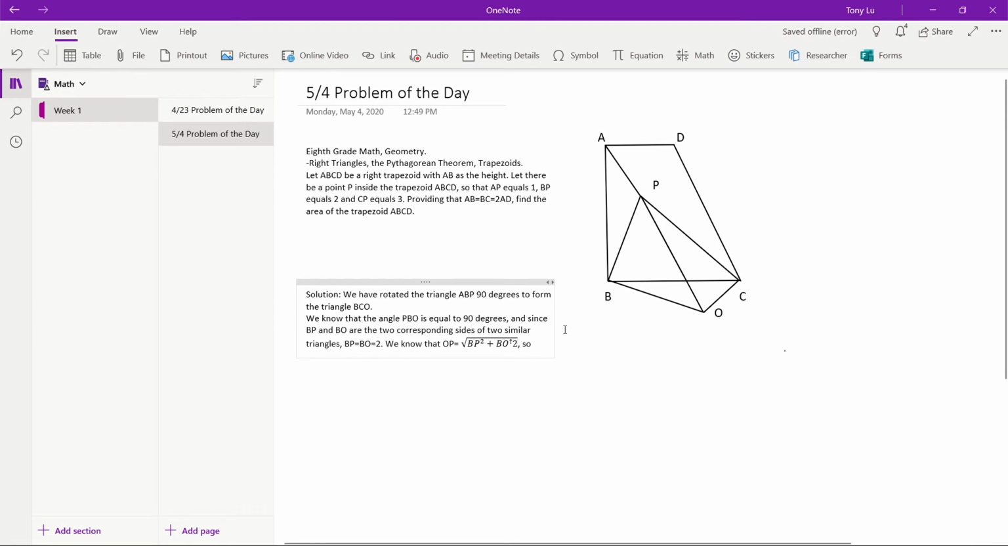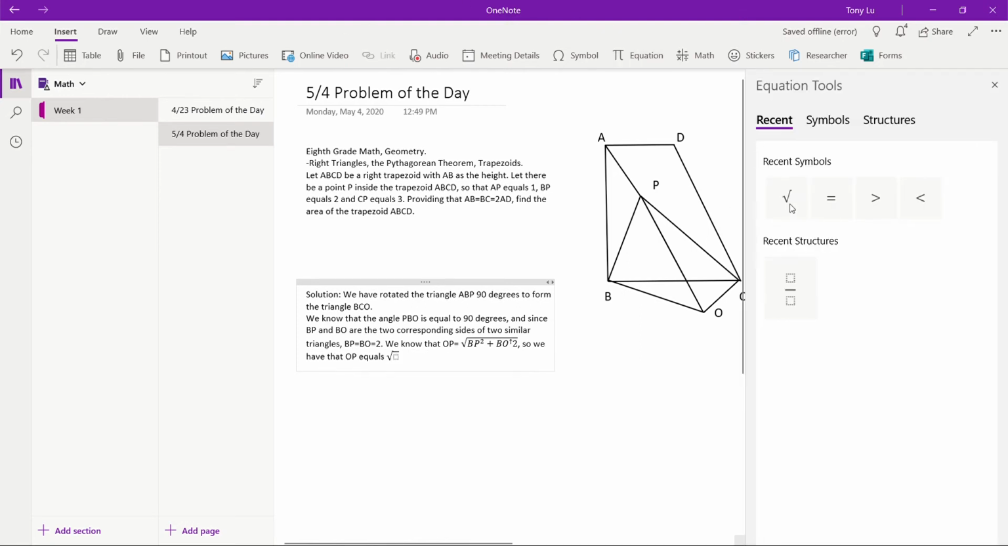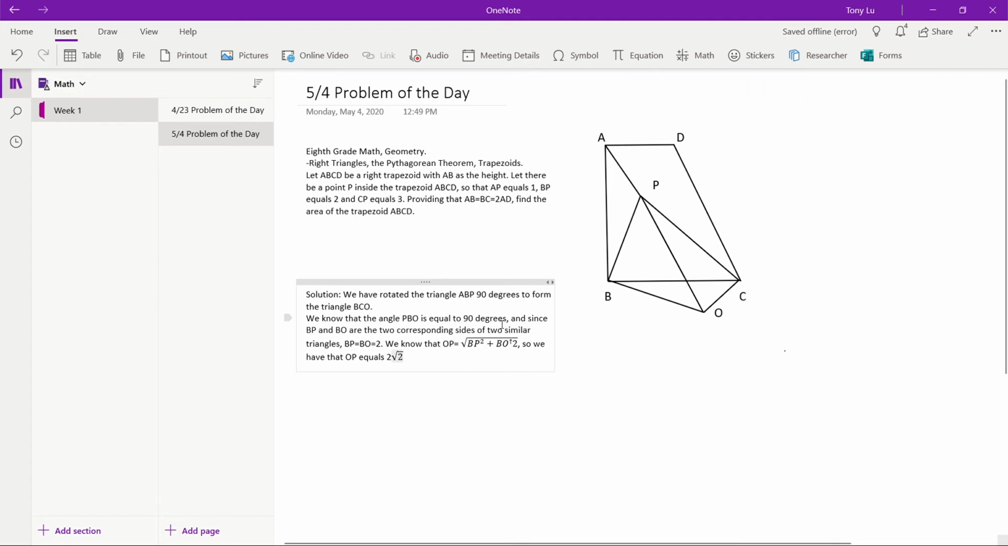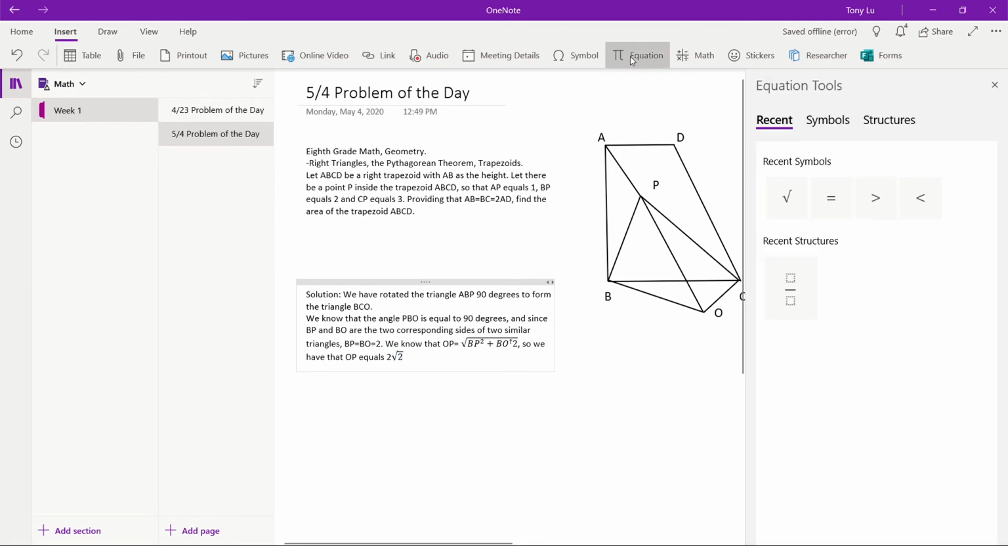So we have that OP equals the square root. Oh, I have to do the equation thing all over again. But the square root of, or 2 times the square root of 2. Since 2 squared plus 2 squared is 8, the square root of 8 can also be written as 2 times the square root of 2. I might need to tinker around with this a little bit. Yeah, it isn't working.